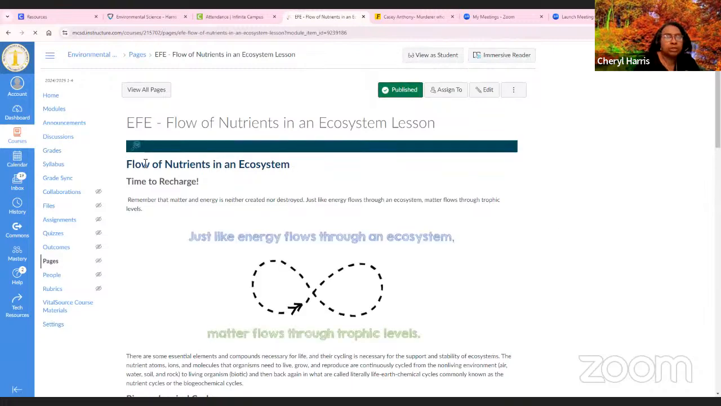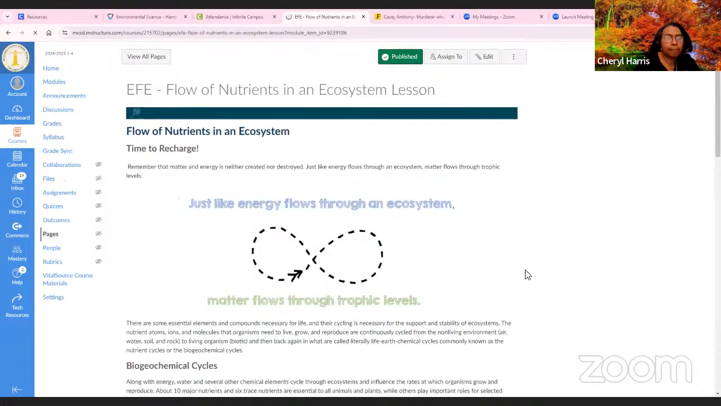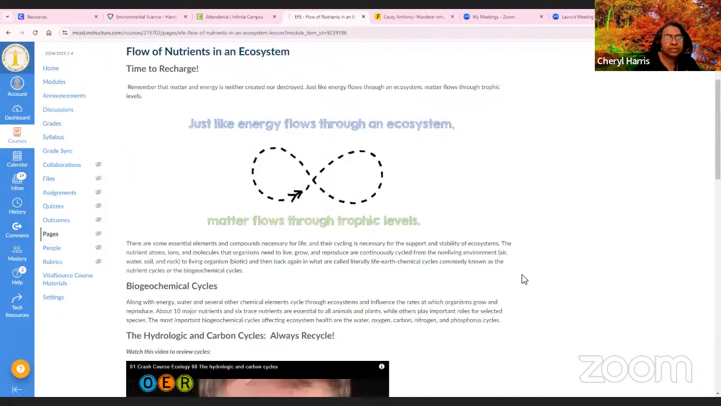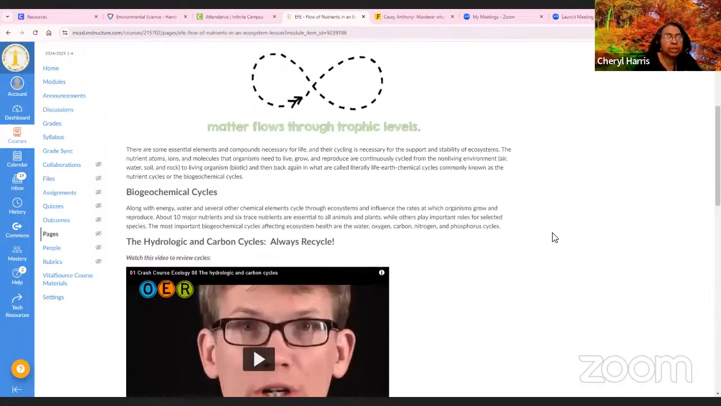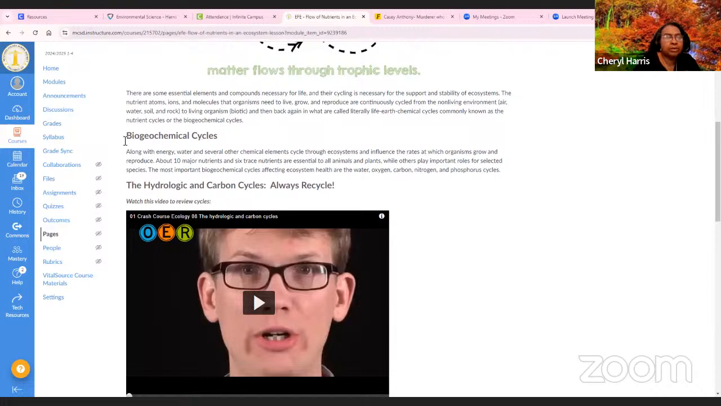We want to look at the flow of nutrients in an ecosystem. And we're going to look at different cycles. By nutrients, now we're looking at individual things that are needed for living things to survive, like water and carbon dioxide, oxygen, phosphorus, nitrogen. These are all called nutrients. So we're going to look at how they flow through an ecosystem. And so write this word down: biogeochemical cycles. And there are several of them.